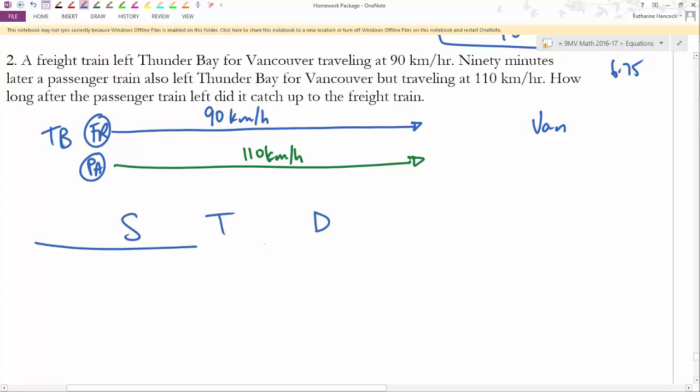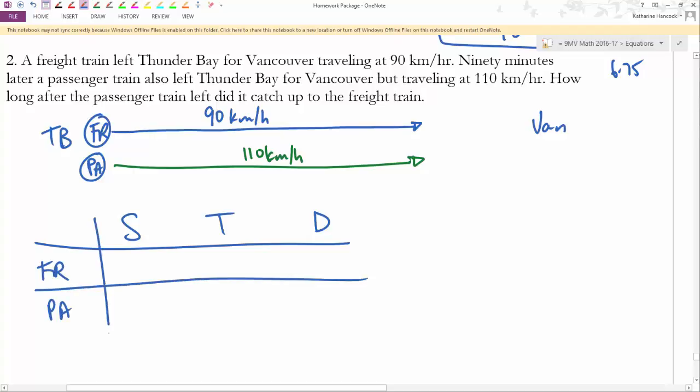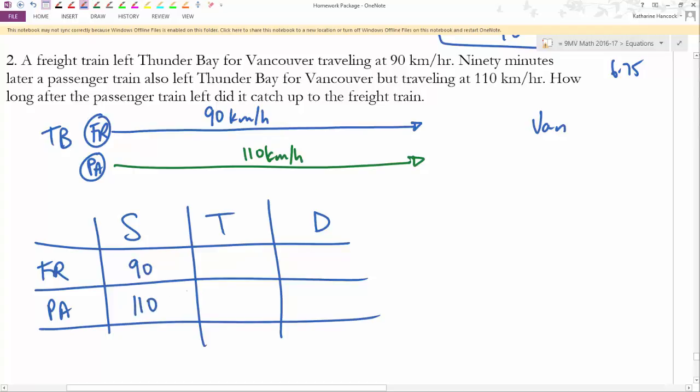I know it's going to be a speed times time thing. I've got my freight train. I've got my passenger train. I know that the speed of my freight train is 90. The passenger train is 110. I know they go the same distance. So the distances are equal.